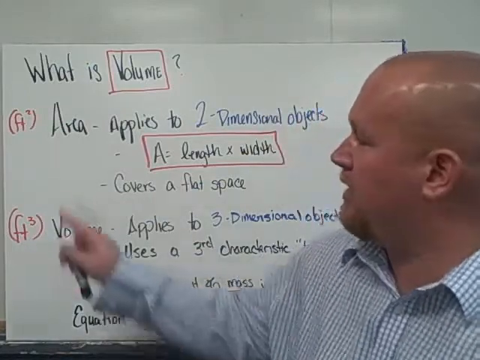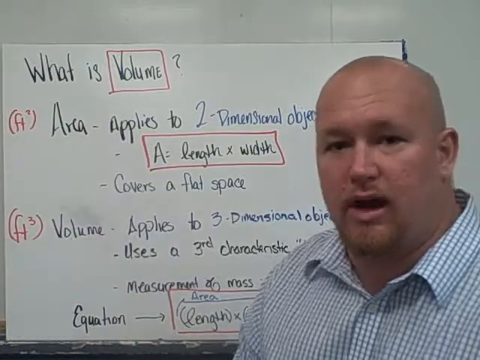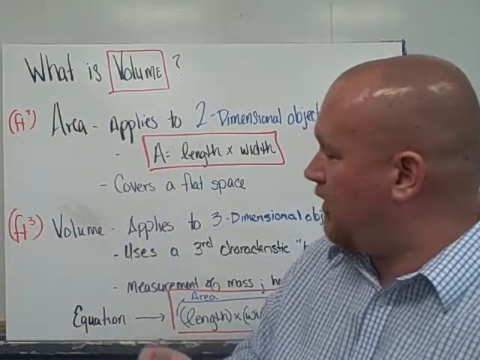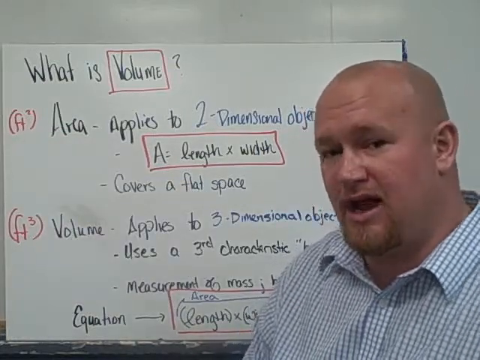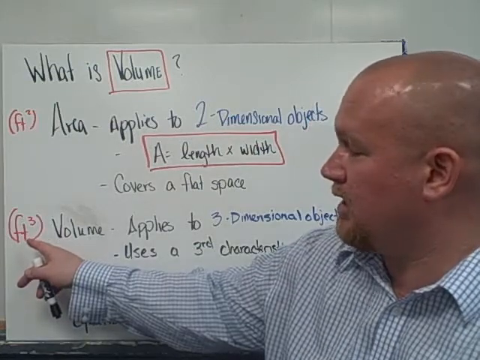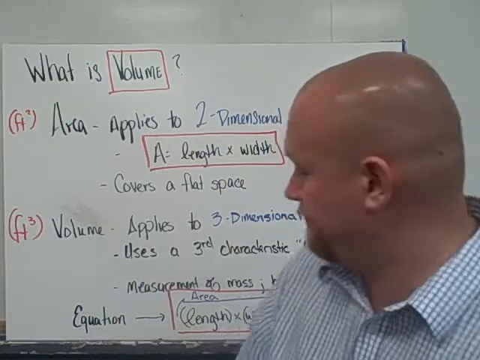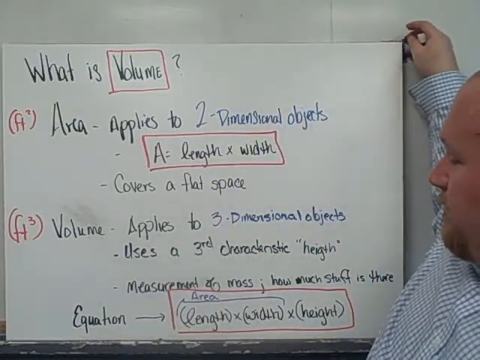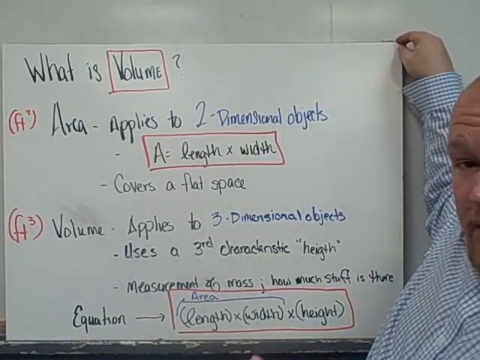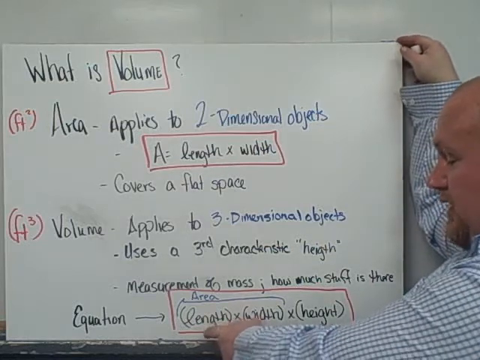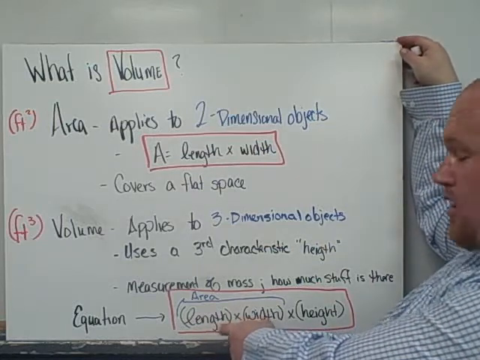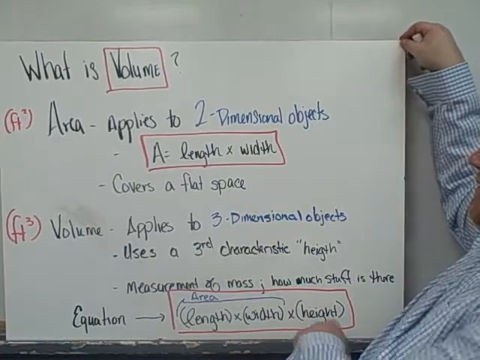When we measured area, we referred to it as feet squared. Volume, because it has a third characteristic, height, you're going to measure in units cubed, which in the example here I have feet. The equation for volume builds off area and actually has length times width just like area, but also multiplies by height.